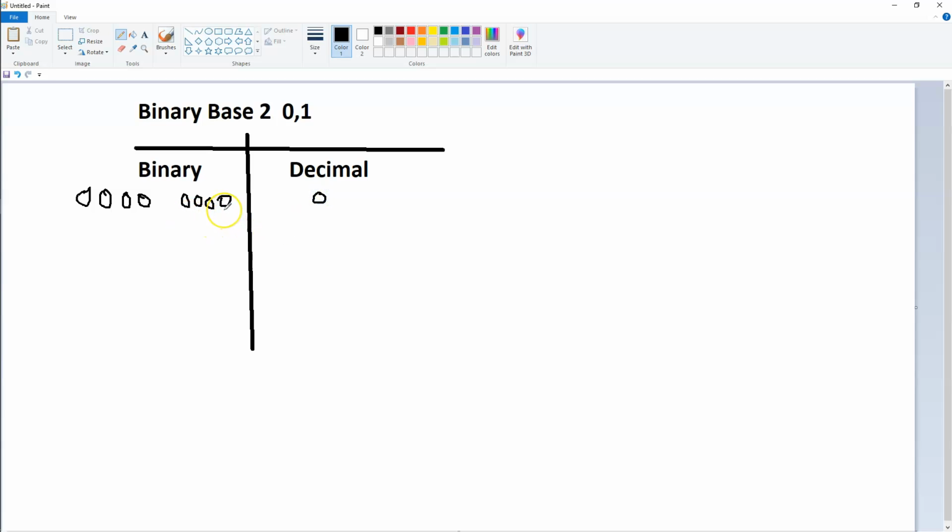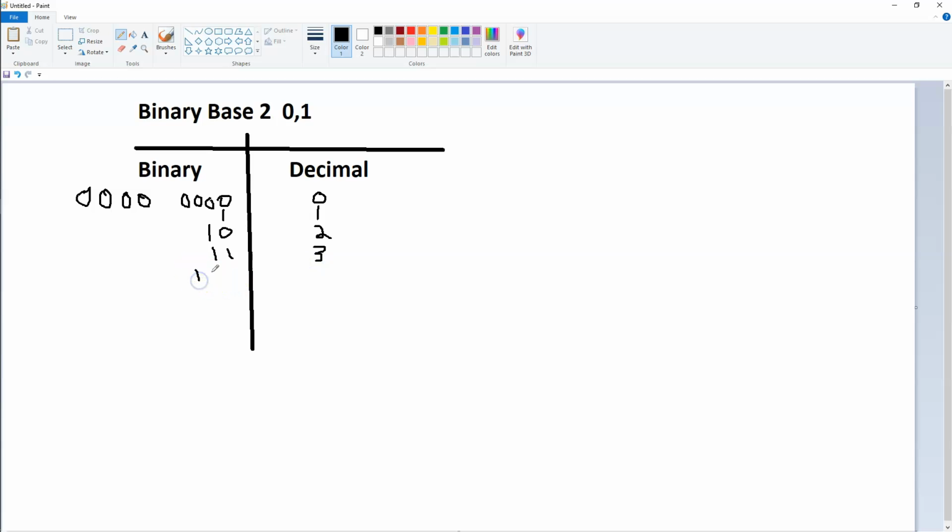Now my next number would be 1. The decimal equivalent would be 1. Well, I can only do 0 and 1, so that means I have to go to the next position. 1, 0, which is 2. 1, 1, which is 3 decimal.